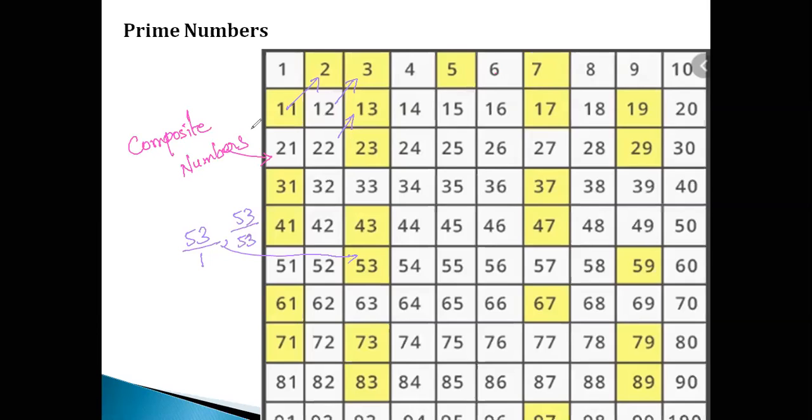Hope you understand the difference between the prime numbers and composite numbers. Prime numbers are the numbers which are divisible by 1 and itself. The composite numbers are nothing but numbers other than the prime numbers. All the remaining numbers are composite numbers.